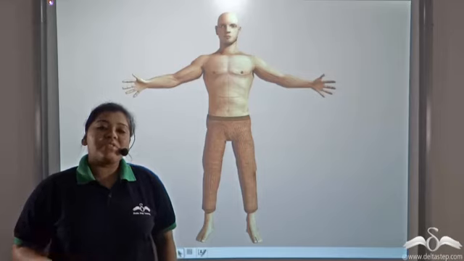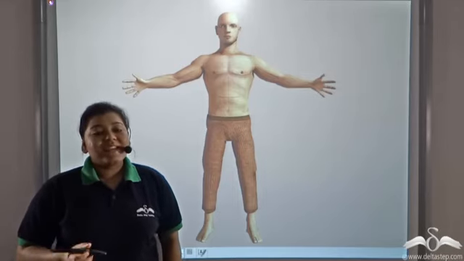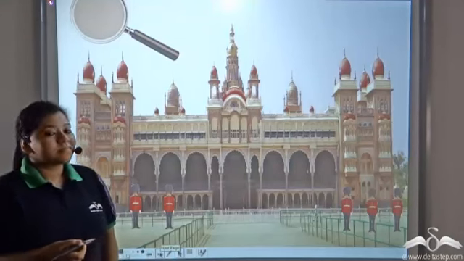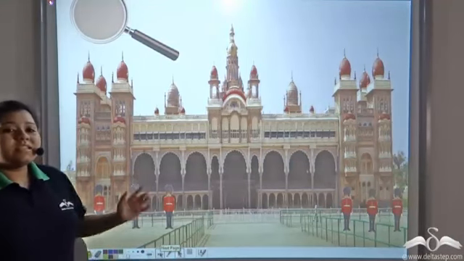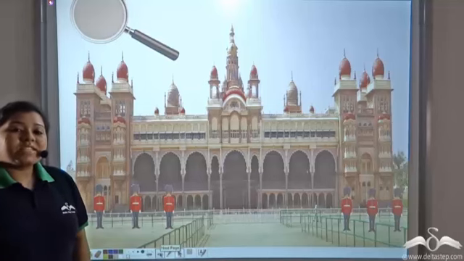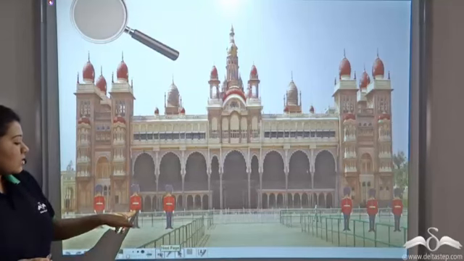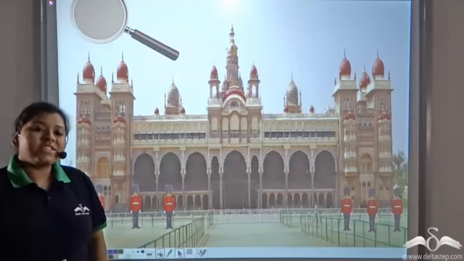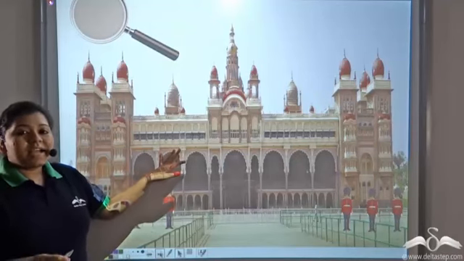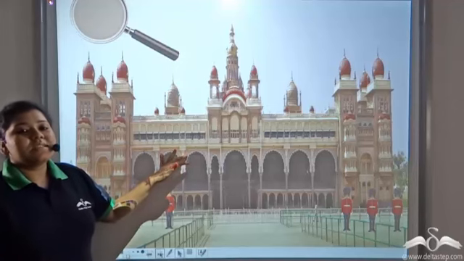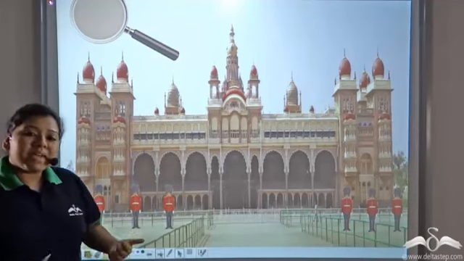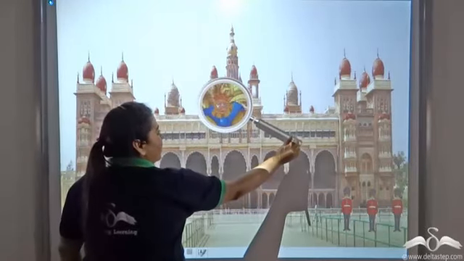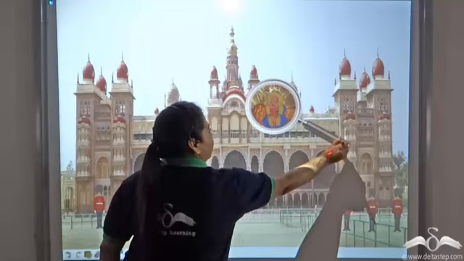Now before going into the structure of the flower, let us first see the structure of this palace. See, it is a grand, huge palace, and it is being guarded by these soldiers. So these soldiers are providing protection to this palace, and in turn, this palace is providing protection to the two main residents who are staying inside the palace, the king and the queen.